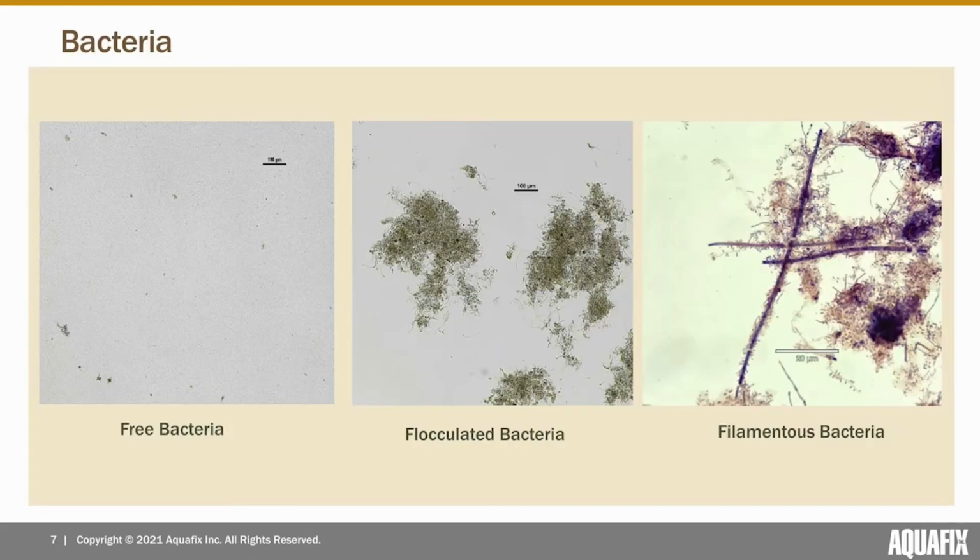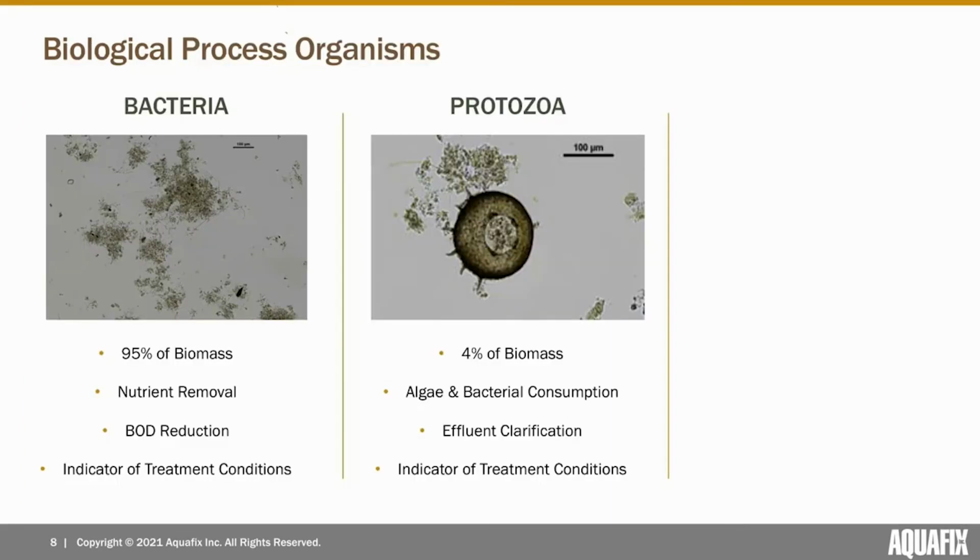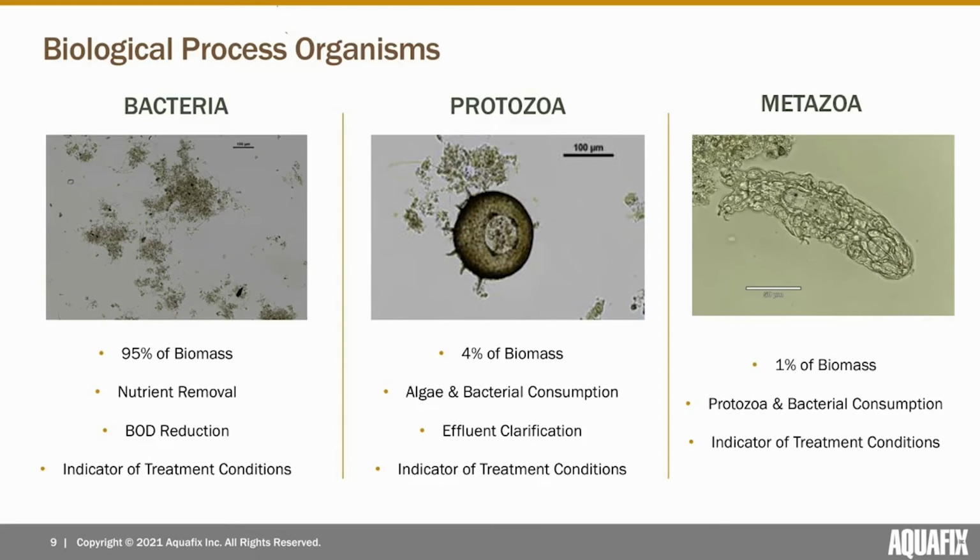Bacteria can be further broken down into more specific categories: free bacteria, flocculated bacteria, and filamentous bacteria, all of which we'll be expanding upon later. Protozoa, our next group, make up 4% of your total biomass. They're responsible for consuming algae and bacteria, as well as aiding in effluent clarification. Protozoa can also be used as indicators towards the health of the treatment system. The final group, metazoa, will only make up 1% of your total biomass. They're primarily in charge of protozoa and bacterial consumption, as well as indicators of treatment conditions.